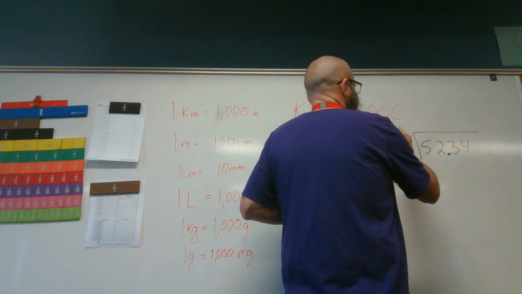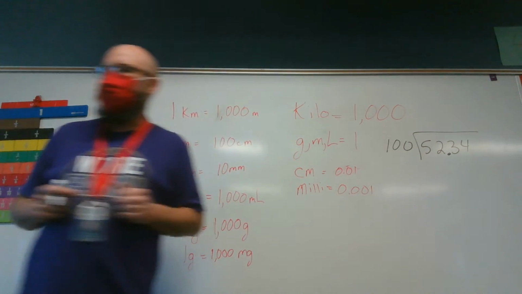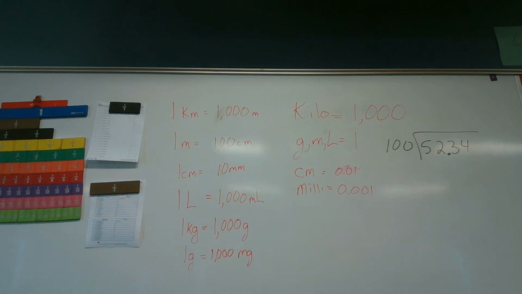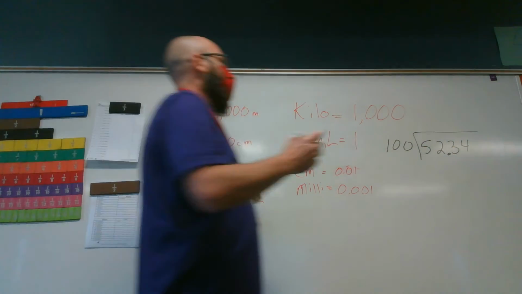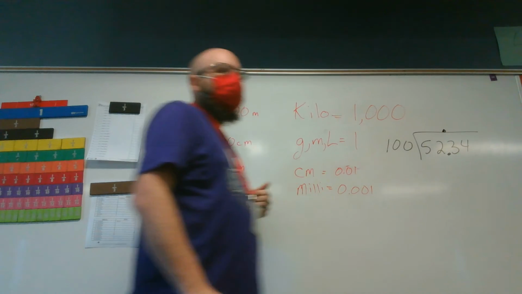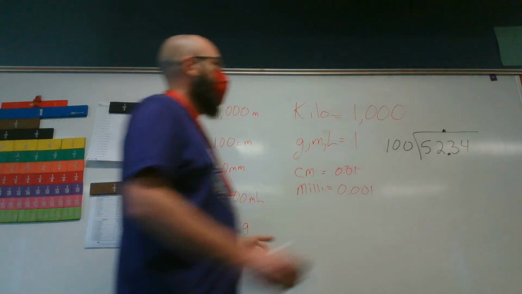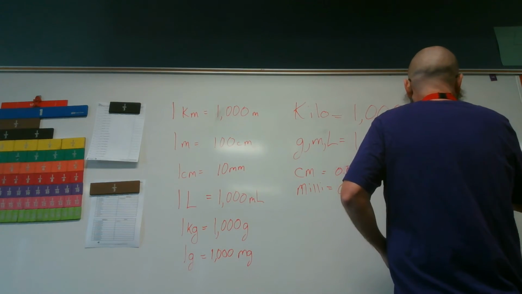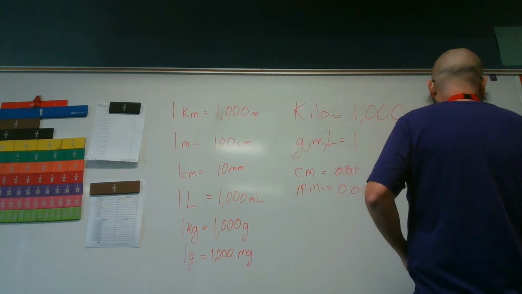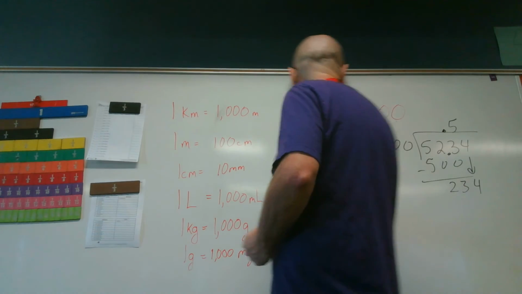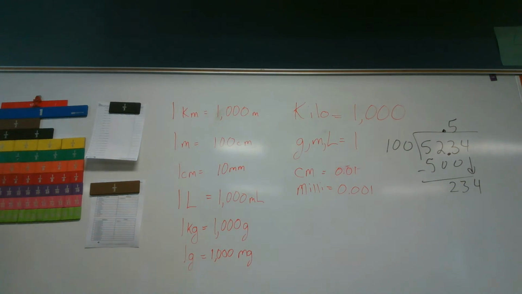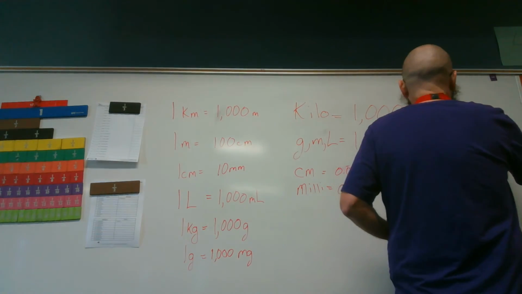And I said it's the same as dividing by 100. Well, when I divide, my decimal point goes straight up. Does 100 go into 5? No. Does 100 go into 52? No. Does 100 go into 523? Yes. How many times? 5. And that's 500. Subtract, I get 223. Bring down the 4. Does 100 go into 234? Yes. 2 times. So that goes directly above the 4.